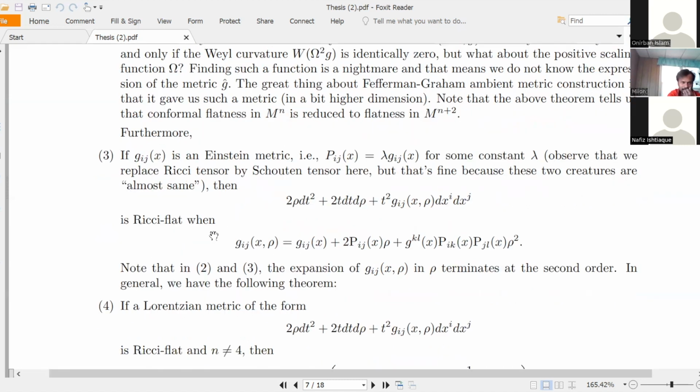And in that case, the Taylor expansion just ends at second order. The first order term is the Schouten tensor, and the second one is sort of the norm of Schouten. I still don't know the proof. The third theorem is also true in the other direction, if and only if: if at the top level you have Ricci flatness, then at the bottom level you have an Einstein metric. So Einstein geometry and Ricci flatness correspond to each other.